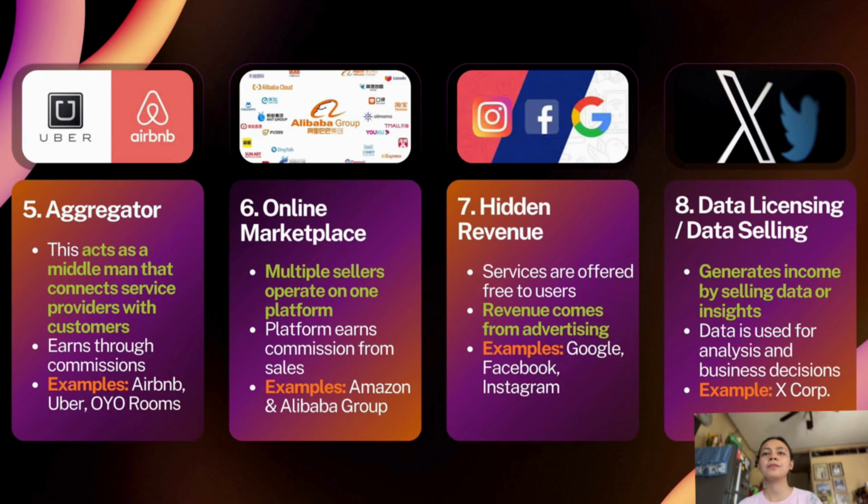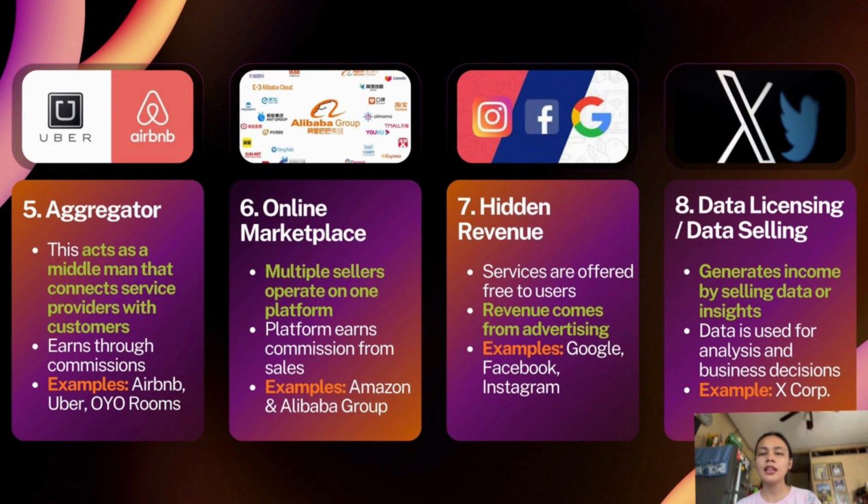a physical store. Next is the hidden revenue, which allows free use to all, but the revenue comes from advertisement. So, if we use Google, Facebook, and Instagram, we see advertisements from different apps and different stores that they have. So, if we are scrolling through social media, we could see those things.